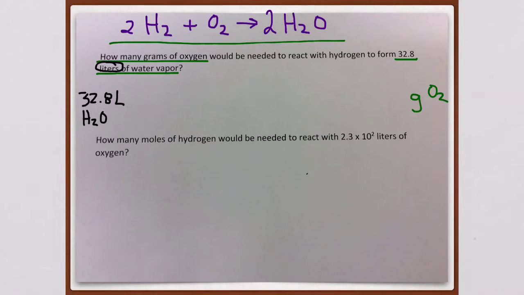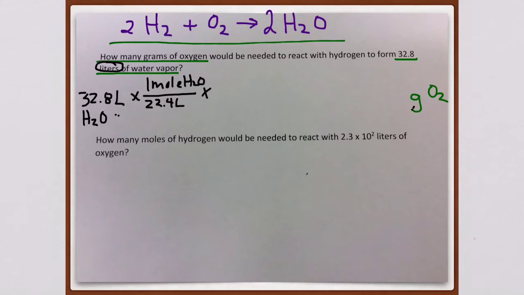So we're going to go from liters to grams. Just like we did on the last tutorial, and up above on the last problem, we're going from liters to moles. Well, how many liters are in a mole? 22.4 liters in 1 mole of water. Okay, so that's our first step. Divide by 22.4 to get from liters to moles.